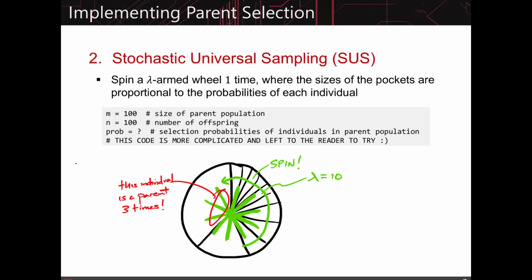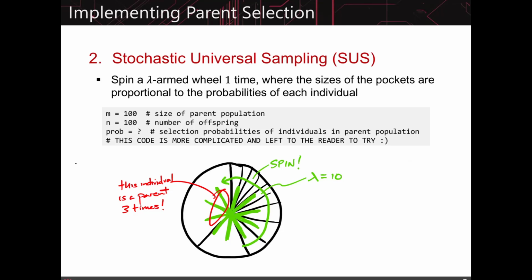The thing that's interesting about this version versus the roulette wheel is that I think it distributes the parents a little bit more. So hopefully it's clear to see that in this case, that most fit individual couldn't become a parent 10 times. That's not possible because the arms of the wheel are spaced out evenly. In the simple roulette wheel, where we spun the one-armed wheel lambda times, in theory, it's possible that the same individual could become a parent all the time.